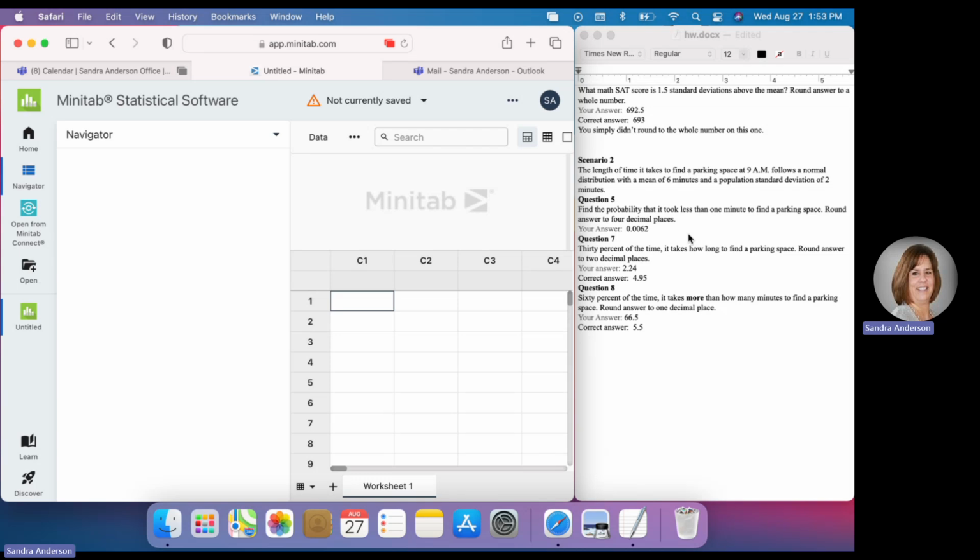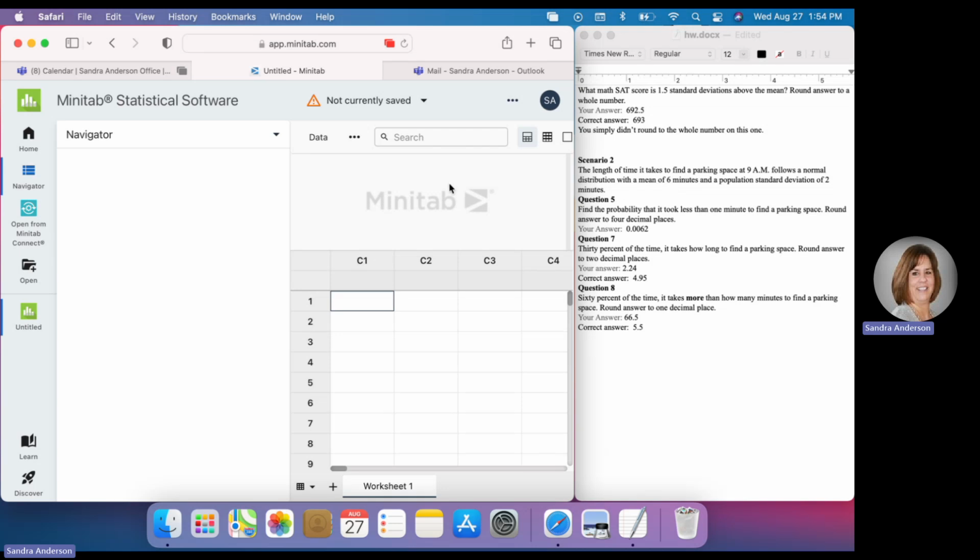So let's look at another scenario. The length of time it takes to find a parking space at 9 a.m. follows a normal distribution with a mean of 6 minutes and a population standard deviation of 2. Okay, so you need those two things when we're working in Minitab, because it tells us three things really: that it's a normal distribution, the mean is 6 minutes, and the standard deviation is 2 minutes. That kind of tells us how far out from the average of 6 minutes that our normal distribution will spread.